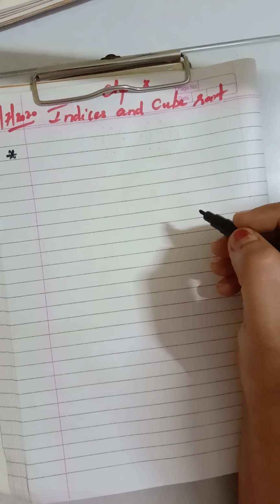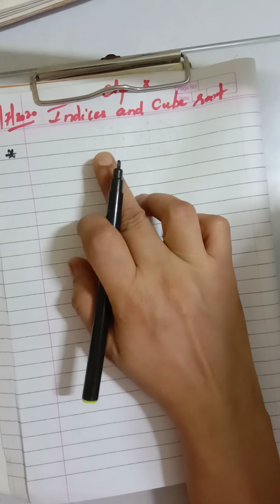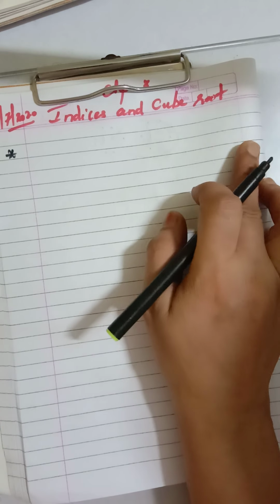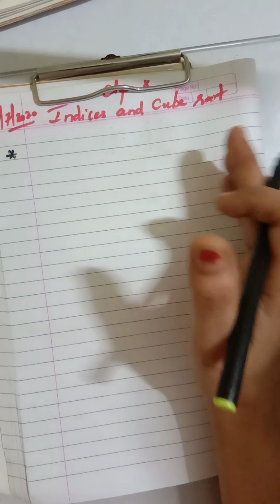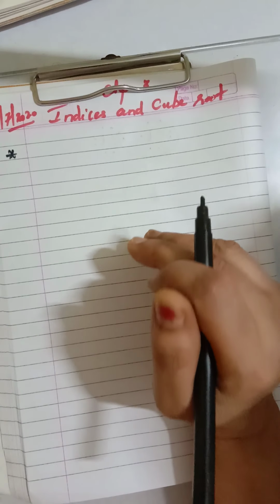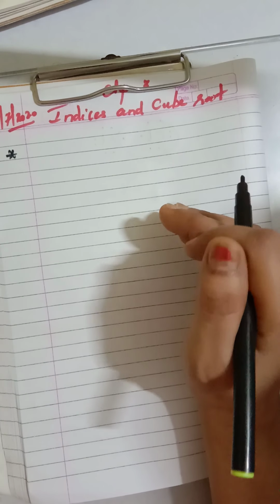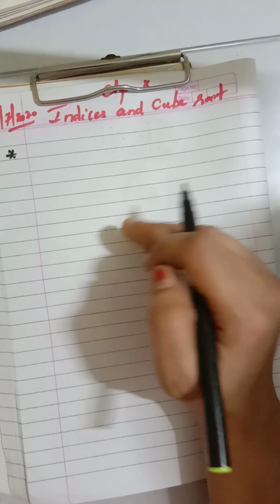Hello students, let's continue with the third chapter, and today we are going to do the last topic, that is cube and cube root of a number. Now before starting with the cube and cube root, children, let us revise what we have learned in your previous class, that is previous standards in standard 7.